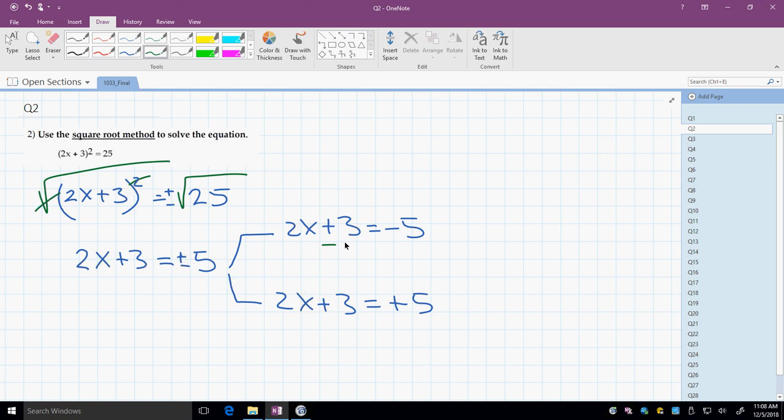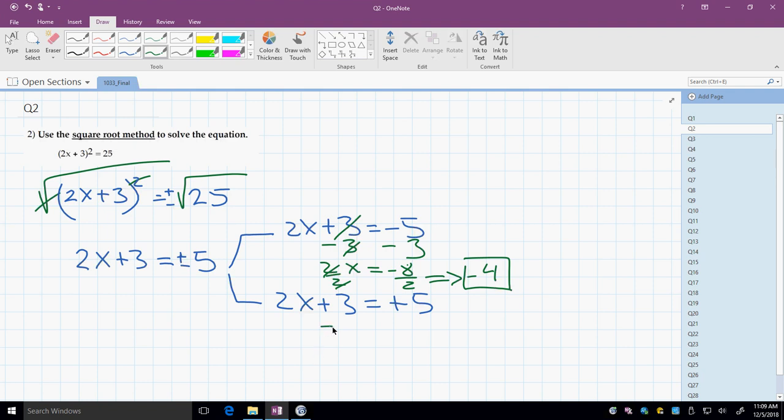To solve for x, we're going to subtract 3 on both sides, cancel 3. Now we have 2x equals negative 8. Divide by 2, divide by 2, cancel. Now we have that x is equal to negative 4. That's one of the answers.